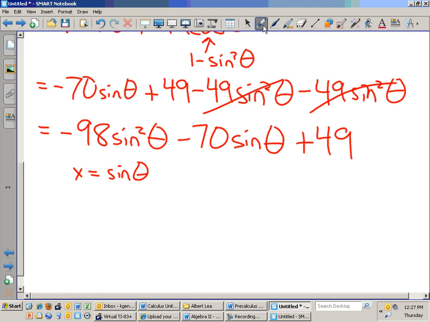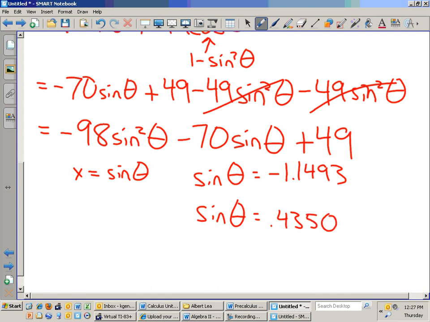So can you take out your graphing calculators? Can you guys figure out what are my two answers that I get for this if I plug in negative 98, negative 70, and 49? What do I get? I need 4 decimal places.